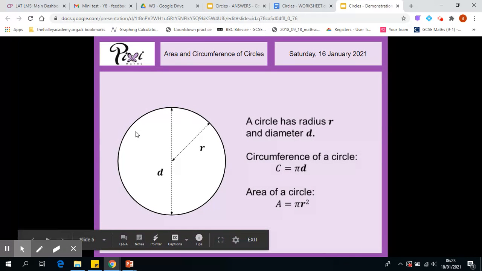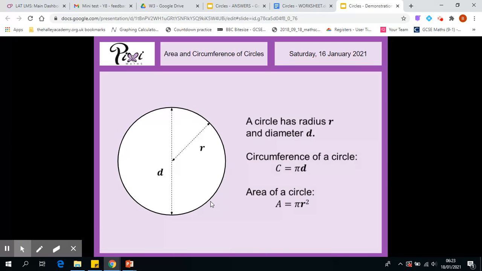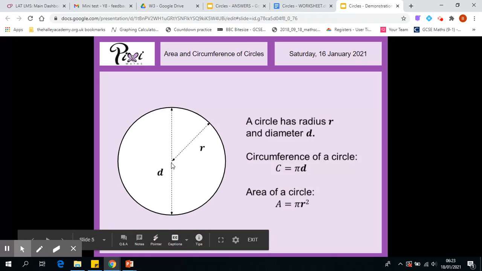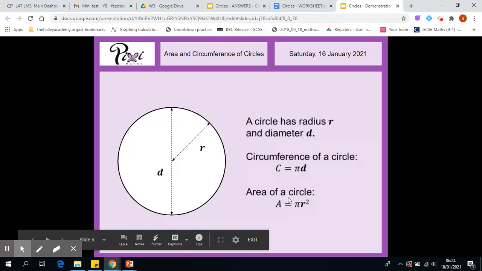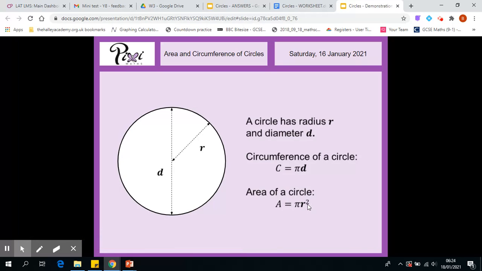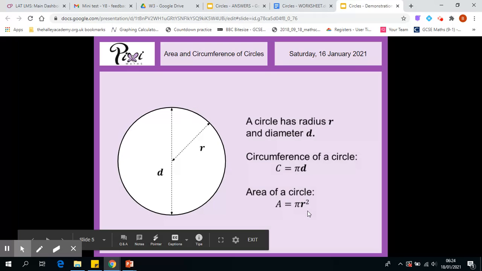What is a circle? A circle is a 2D shape that doesn't have any corners or edges. A circle has a radius, which is the distance from the center to the circumference or the perimeter of the circle. The circumference of a circle is given by the formula C equals pi times diameter. The value of pi is 22 over 7. The area of a circle is pi times radius squared.